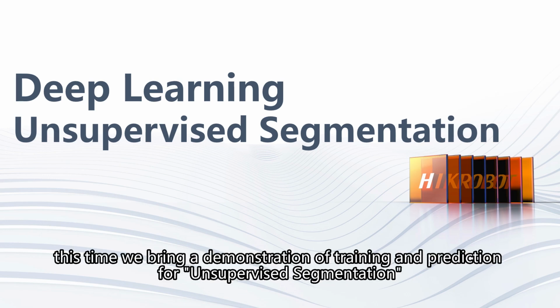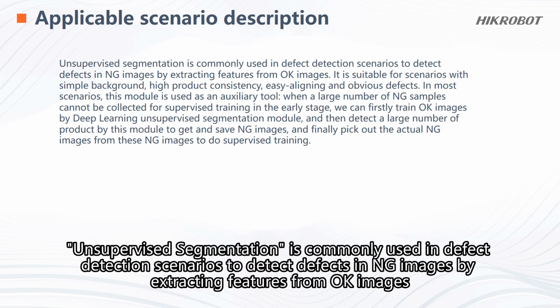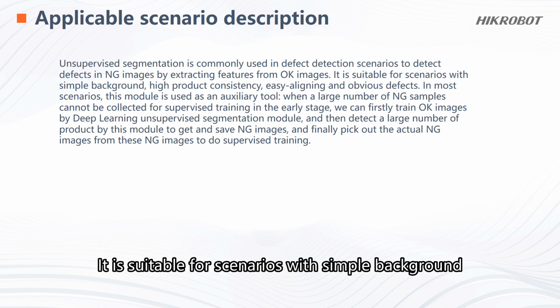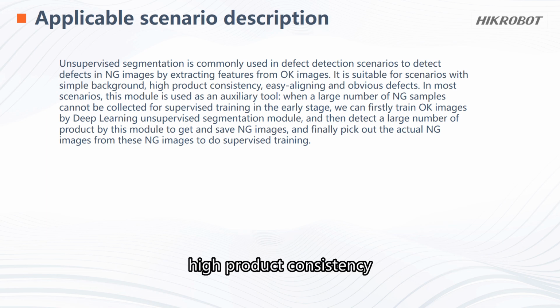Hello everyone. This time we bring a demonstration of training and prediction for unsupervised segmentation. Unsupervised segmentation is commonly used in defect detection scenarios to detect defects in NG images by extracting features from OK images. It is suitable for scenarios with simple background, high product consistency, easy aligning and obvious defects.